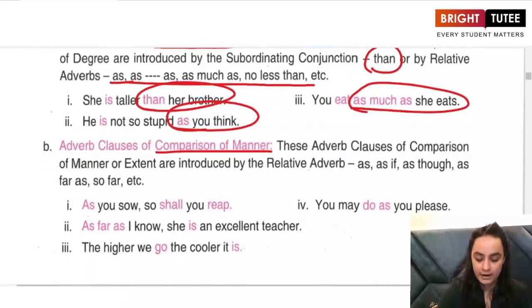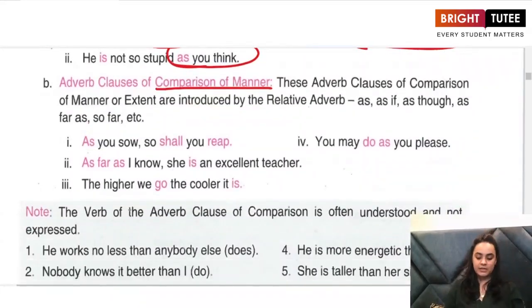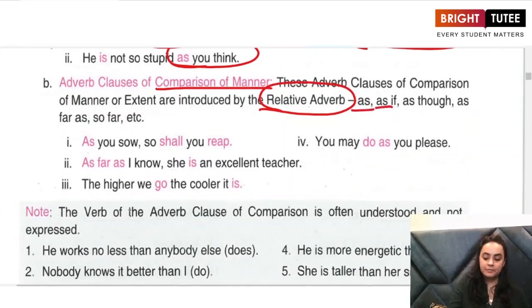The next type of adverb clause that we have under this category is the comparison of manner. And what do we use when we have to use the adverb clause in case of comparison of manner? They are introduced by a relative adverb. What are the relative adverbs that are going to introduce the adverb clauses of comparison of manner? As if, as though, as far as, so far, etc. For example, as you sow, so shall you reap.